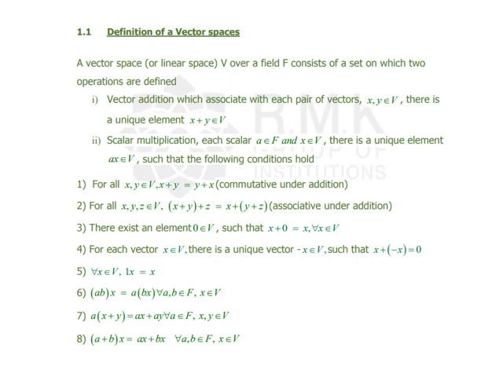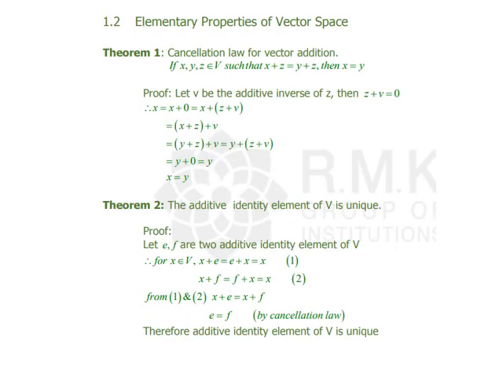Now we are going to see theorems in vector spaces, and a few we call properties too. The first one is the cancellation law for vector addition. Whenever we take three vectors x, y and z in V, such that x plus z equals y plus z, then it is possible to cancel the common vector z on both sides to get x equal to y. So how are we going to prove this?